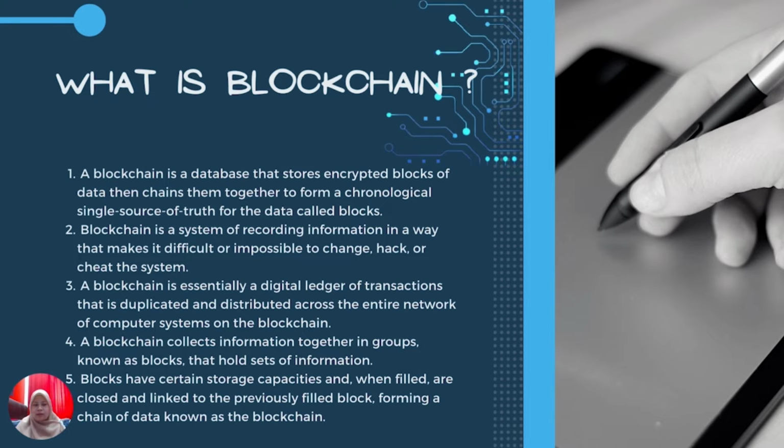Next, a blockchain collects information together in groups known as blocks that hold sets of information. And the last one is, blocks have certain storage capacities, and when filled are closed and linked to the previously filled block, forming a chain of data known as the blockchain.